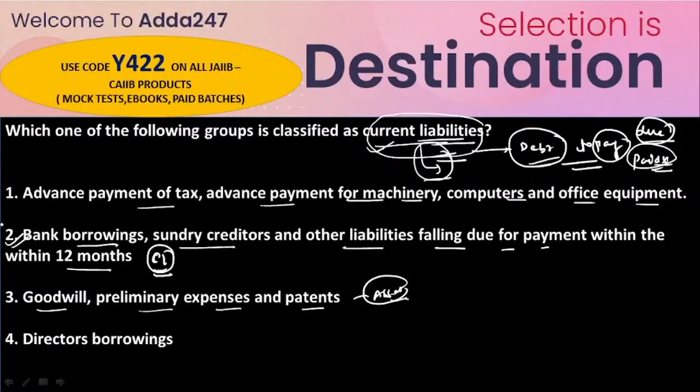So the answer would be all liabilities that we have to pay within 12 months. That is known as a current liability. So the answer would be the second.